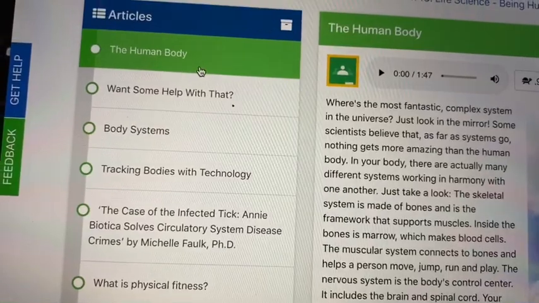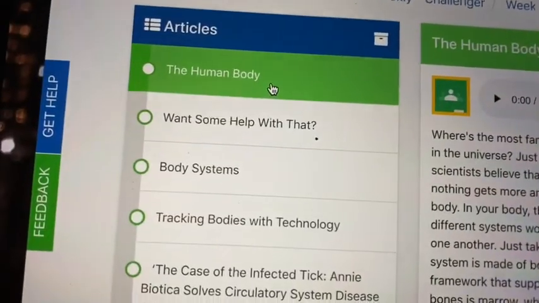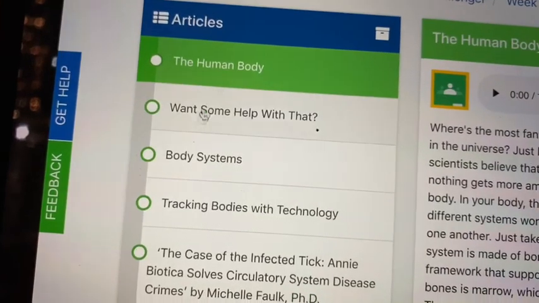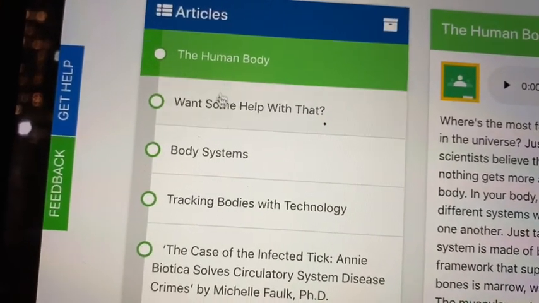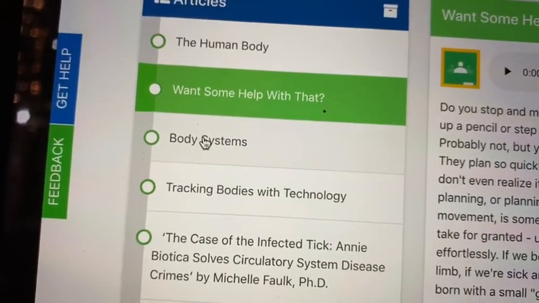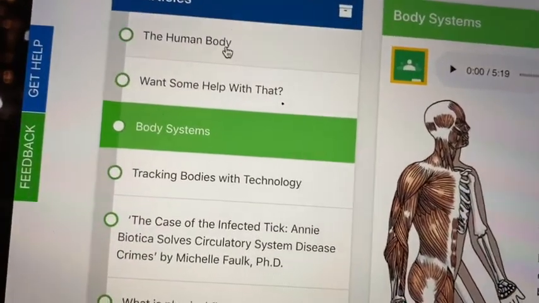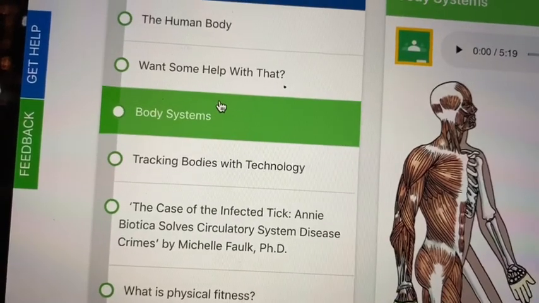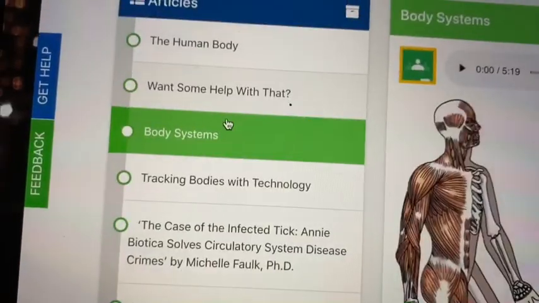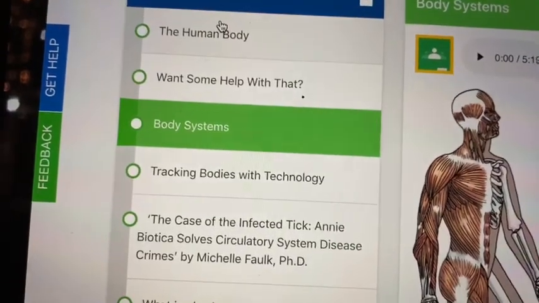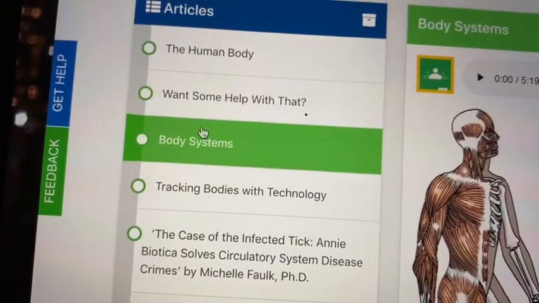For today, all you're going to do is just read 1, 2, and 3. All right, so again, 1, 2, 3. You're going to read the human body, this one, and the body system. All right. You're only going to read these 3 because for your math, you will be doing quite a bit of reading. So for today, quite a bit of word problems. So for today, just focus on these 3 sections, okay?